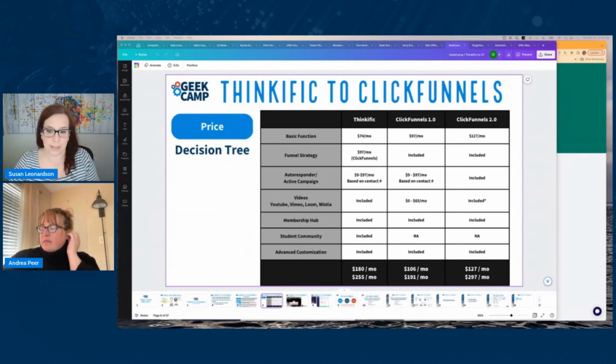So if you do the comparison of the prices on the bottom, the low end, if you want something comparable to ClickFunnels, and you're still going to need ClickFunnels, is $180 a month. High end, $255 if you want to go with their higher plan, which just gets you a little bit more of a few things, and it increases your limits on things. So if you're looking at cost, it's not any more efficient with your money.